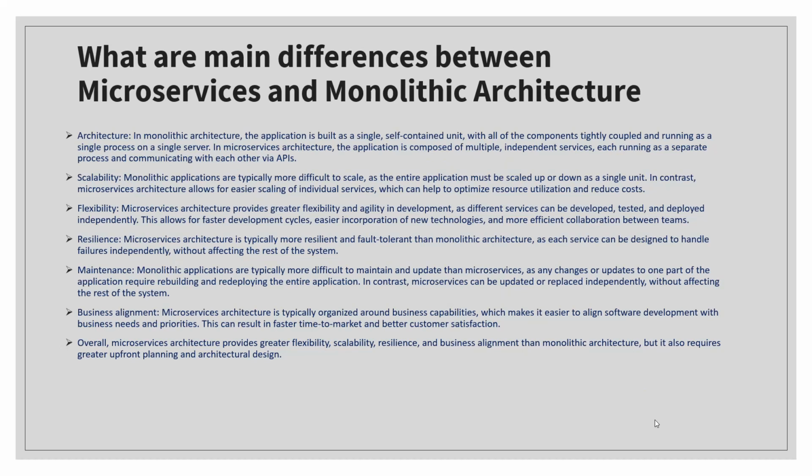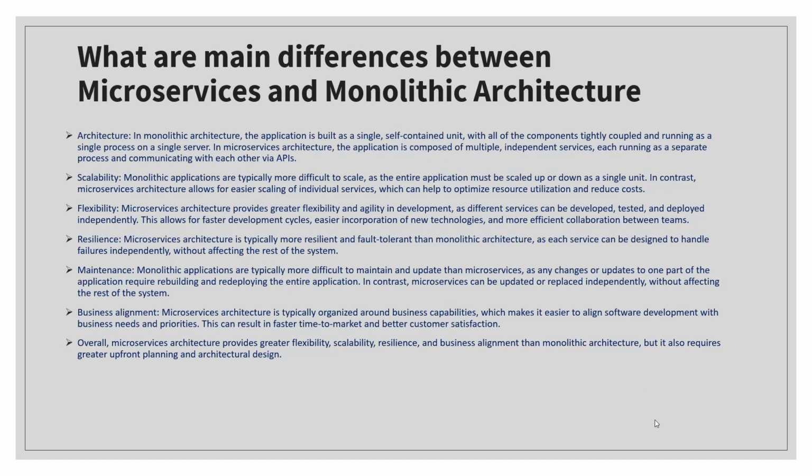What are the main differences between the microservices and monolithic architecture? From the architecture point of view, in monolithic architecture, the application is built as a single self-contained unit with all of the components tightly coupled and running as a single process on a single server. In microservices architecture, the application is composed of multiple independent services, each running as a separate process and communicating with each other via APIs.